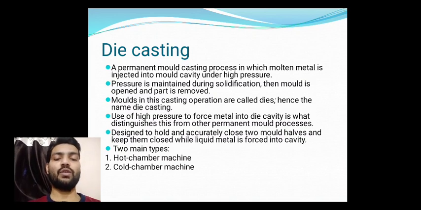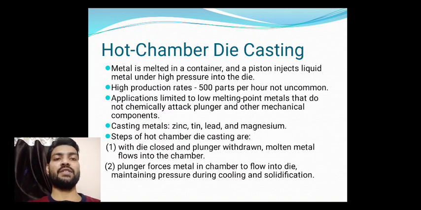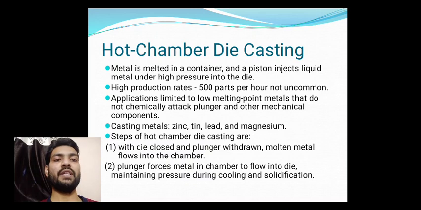There are two types of die casting: hot chamber machine and cold chamber machine. Hot chamber die casting. In hot chamber die casting, the furnace is inside the chamber. Metal is melted in a container and a piston injects liquid metal under high pressure into the die. High production rate: 500 parts per hour is not uncommon. Application: limited to low melting point metals that do not chemically attack the plunger and other mechanical components. Hot chamber die casting is used for low melting point metals. Low melting point metals are zinc, tin, lead, and magnesium.